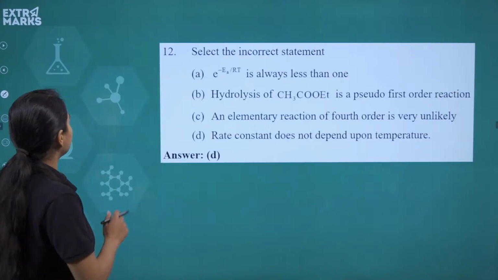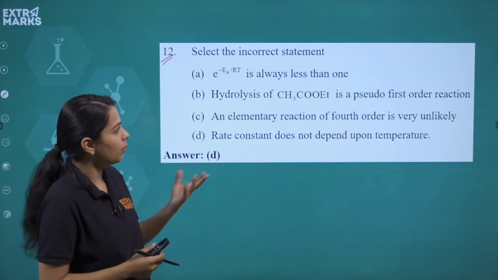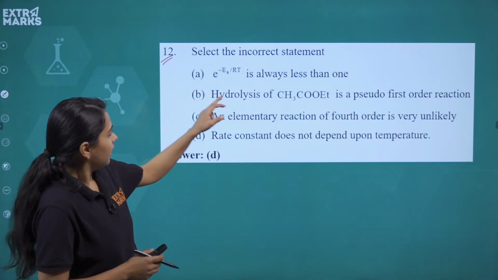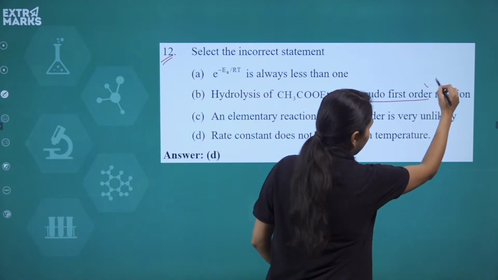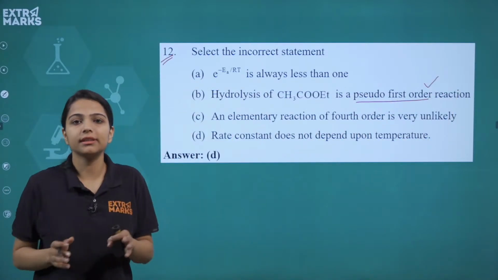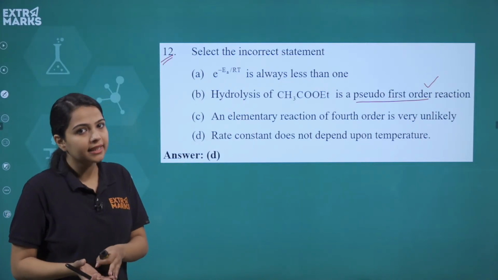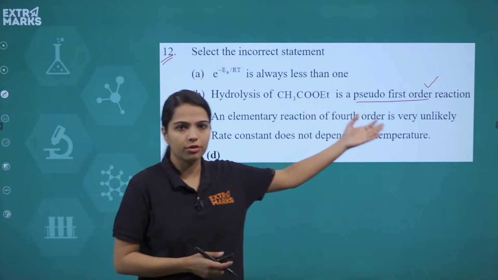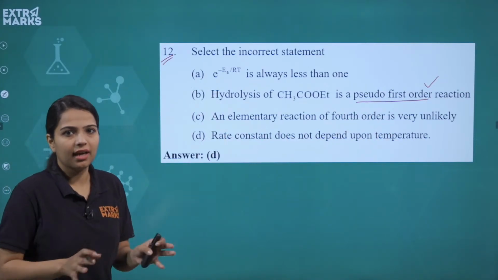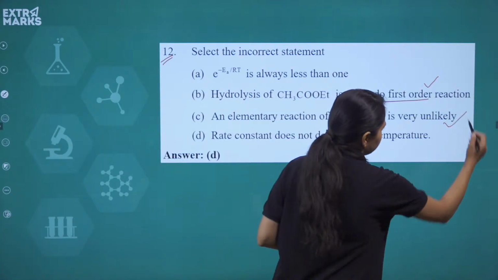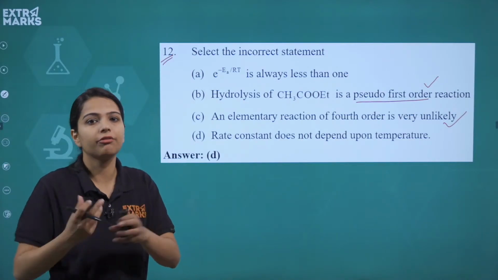Moving next, question number 12. Select the incorrect statement. Now over here, this is always less than 1. This is absolutely correct. Hydrolysis of this ester is a pseudo first order reaction. This is absolutely right, because in the case of hydrolysis, water is taken in excess, and if one of the reactants is taken in excess, then by default we have a pseudo first order reaction. An elementary reaction of fourth order is very unlikely. Correct. Fourth order is actually unlikely because 4 molecules cannot collide together effectively.